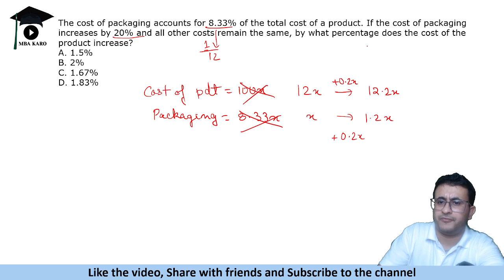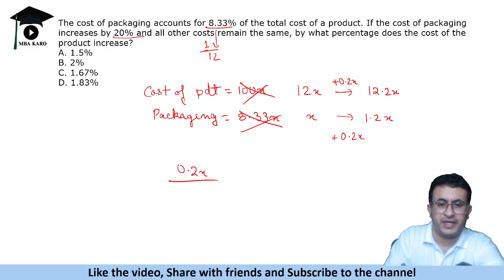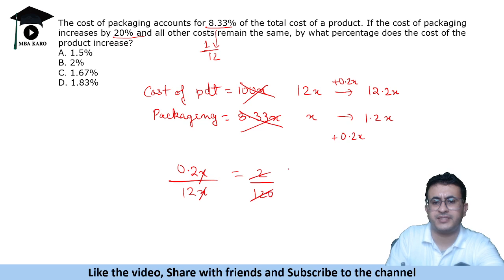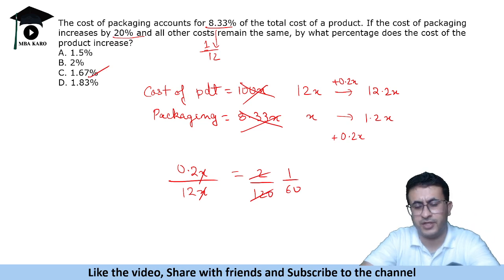It is asking by what percentage does the cost of the product increase? So it increases by 0.2x. You do not have to write it is 12.2. Just see that it is increasing by 0.2x, and originally it was 12x. So it becomes 2 by 120, or 1 by 60, and 1 by 60 is 1.67%. So taking the right variables can save you a lot of time in the examination.